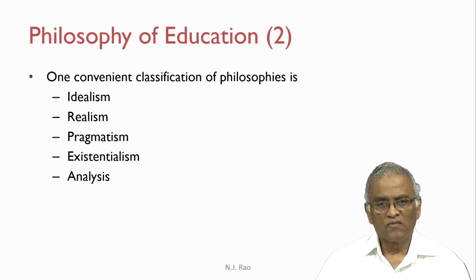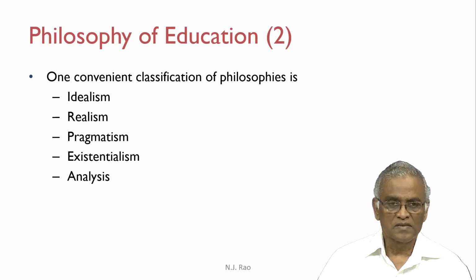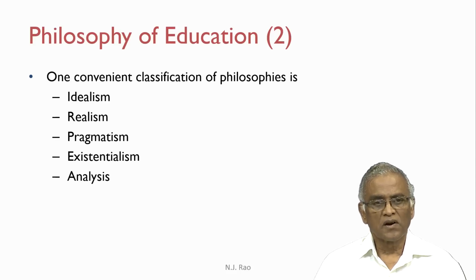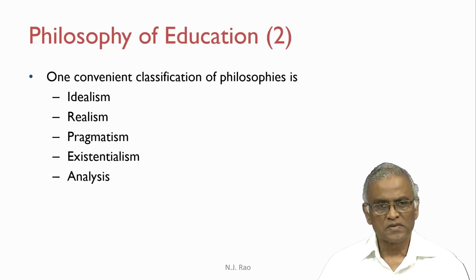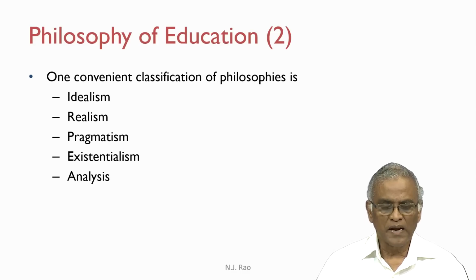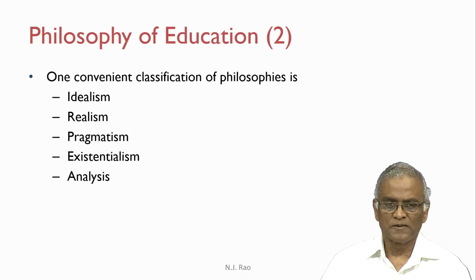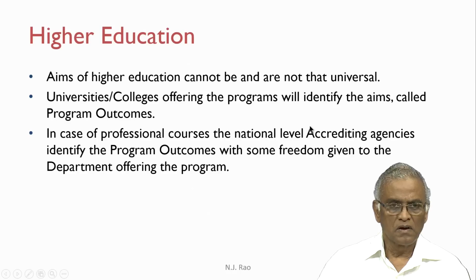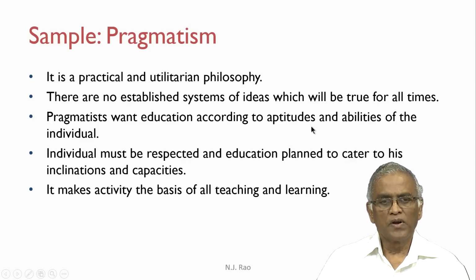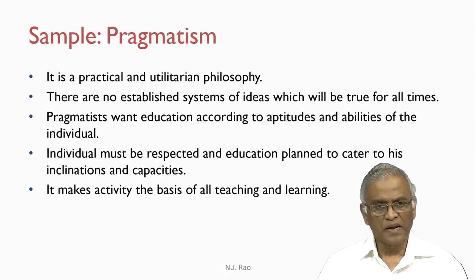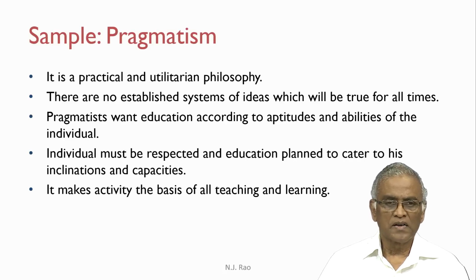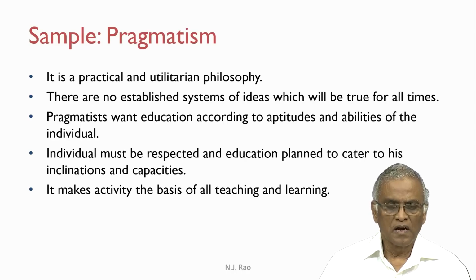Broadly, the philosophies can be classified, though this classification is not universal and people may disagree with it. One convenient classification of philosophies is idealism, realism, pragmatism, existentialism and analysis. We are not going to go through the details of each except to give an example of one, and that sample is pragmatism. Pragmatism is one school of philosophy. So, under that, what does the educational philosophy look like?